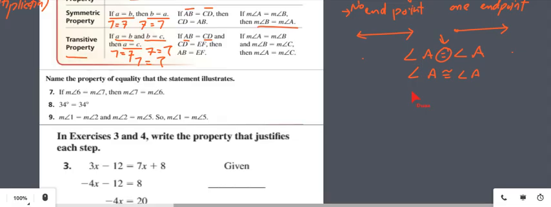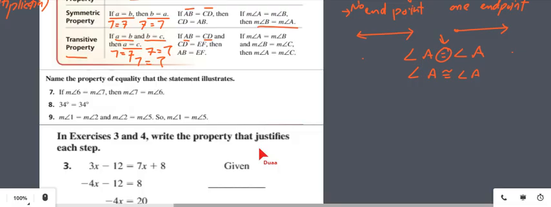It is symmetric property. Symmetric property of angle measure. Okay, and this is the symmetric property of angle measure.